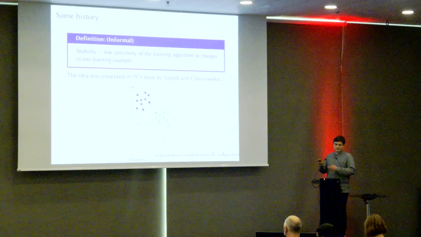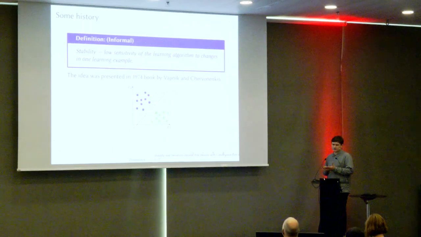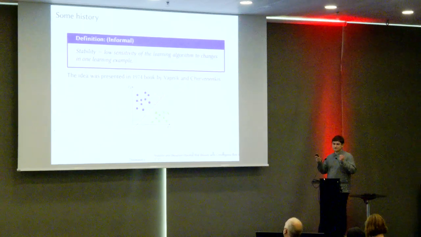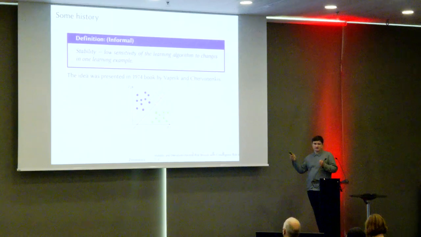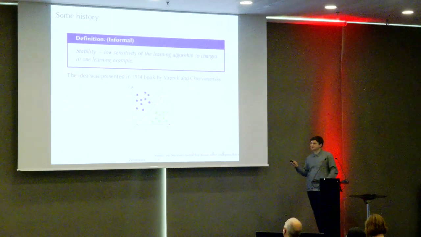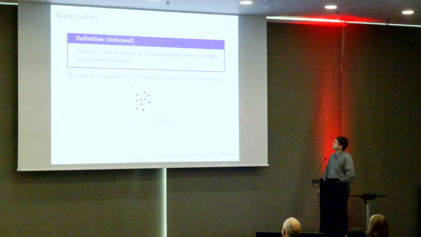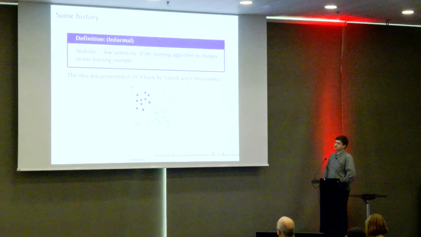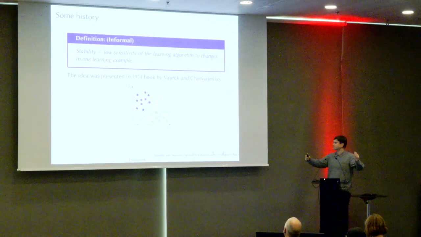One of the first ideas, even before uniform convergence, that was used to analyze the generalization ability of learning algorithms was stability. It appears as early as in the 1974 book by Vapnik and Chervonenkis, and stability is the following thing. It's a low sensitivity of the learning algorithm to changes in just one learning example. We have many points, but I want to perturb just one.